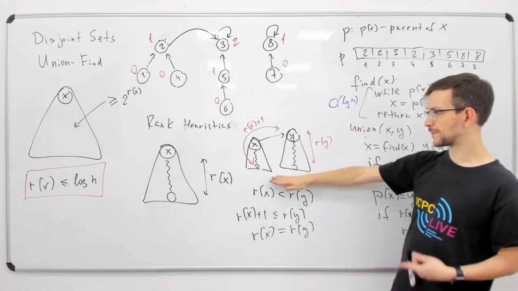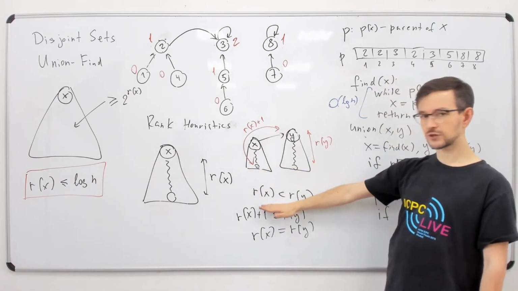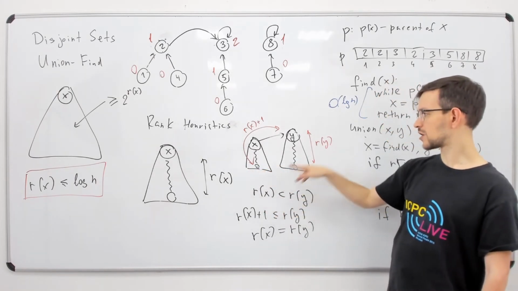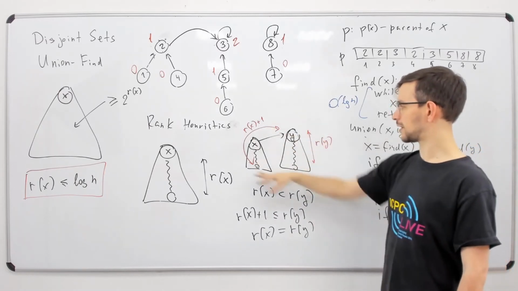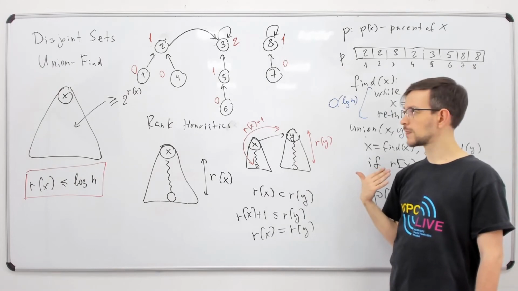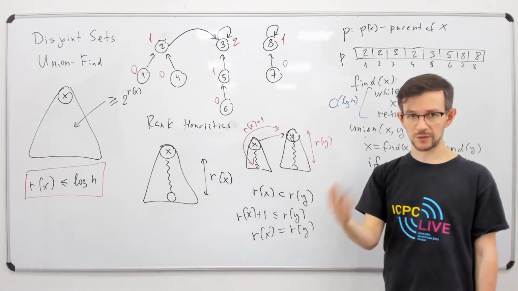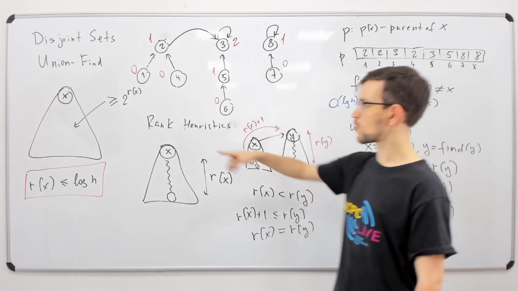So what happened here? When you combine 2 trees of different ranks, then the rank of y will be the same, and the number of elements will be more than before. So we increase the number of elements, and the rank is the same. So this property is still satisfied.